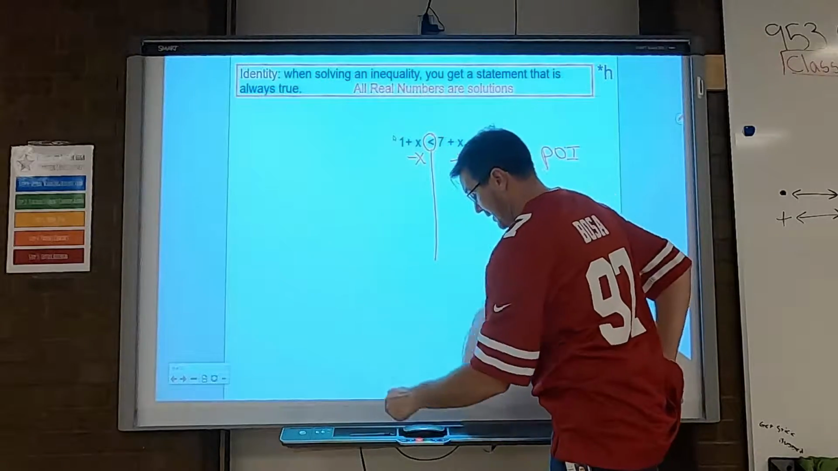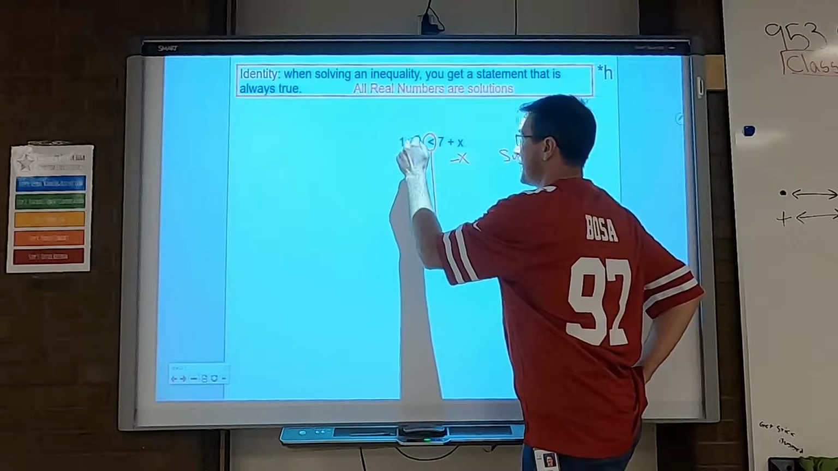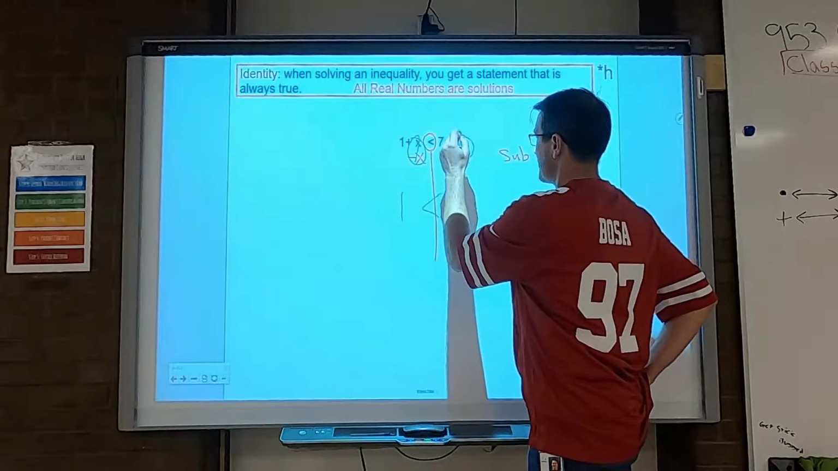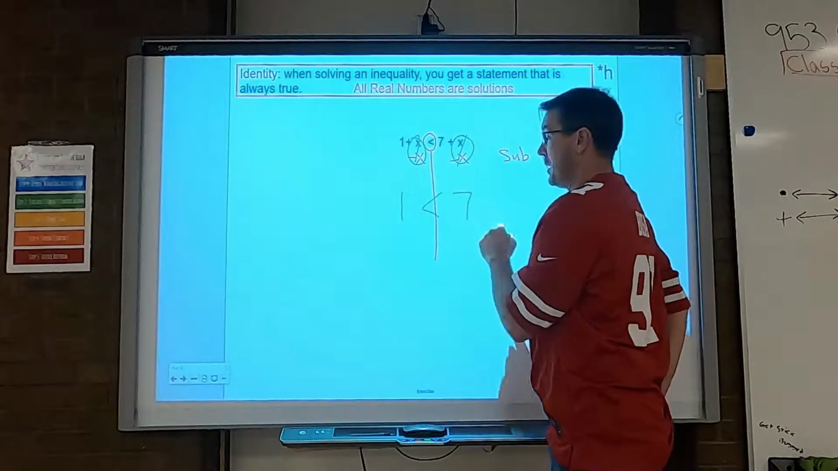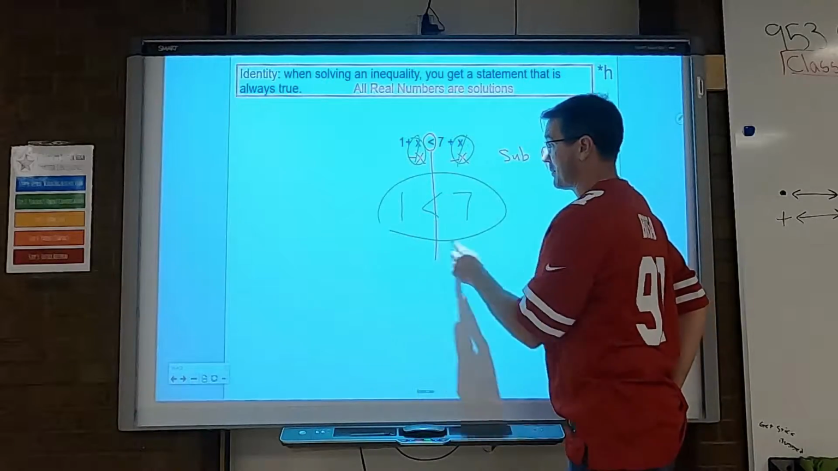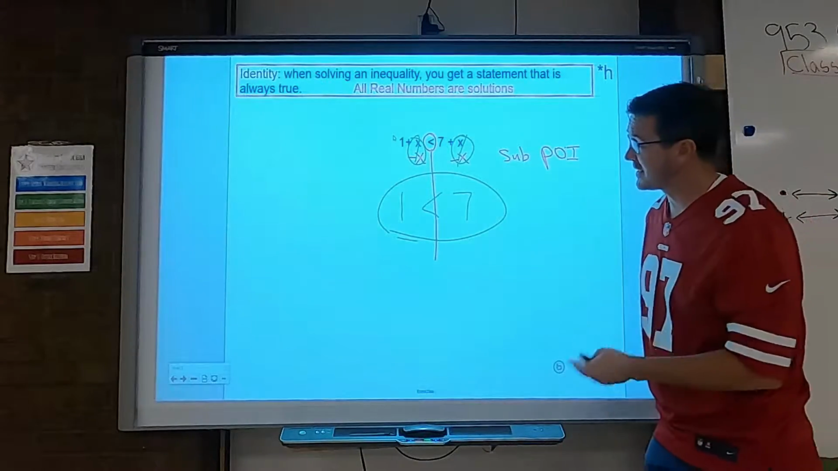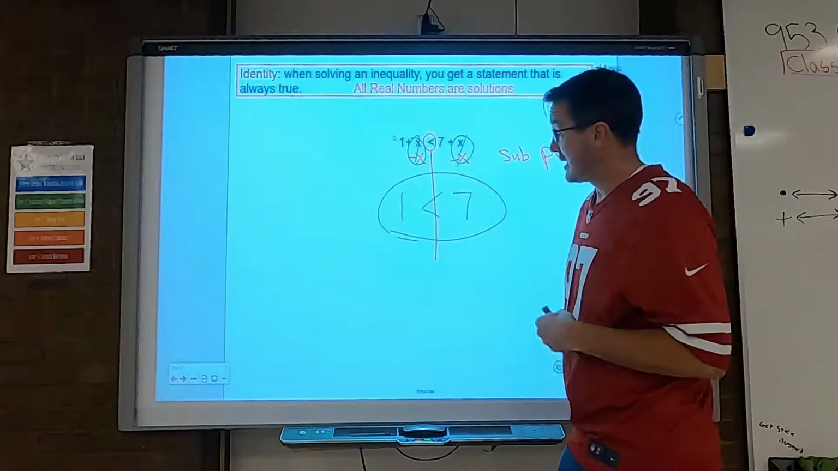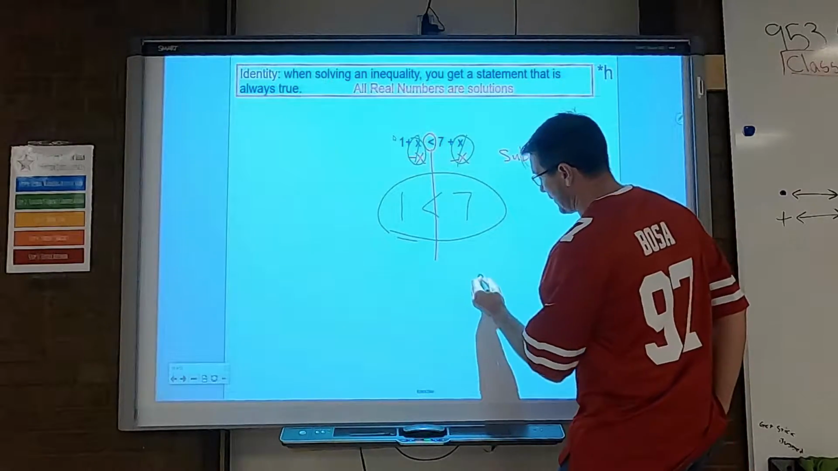And so I go, okay, this ends up being 0, and I don't need to write it because I have a 1, and this ends up being 0, and I don't have to write it because I have a 7. And then I just look at my statement. The statement says 1 is less than 7. Is 1 less than 7? And you look at the number line, well, that's pretty obvious.